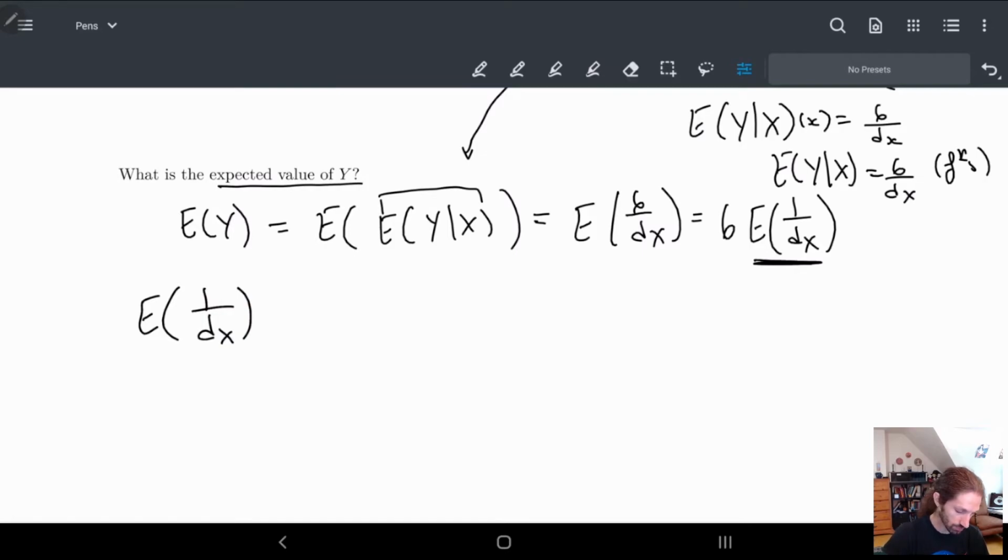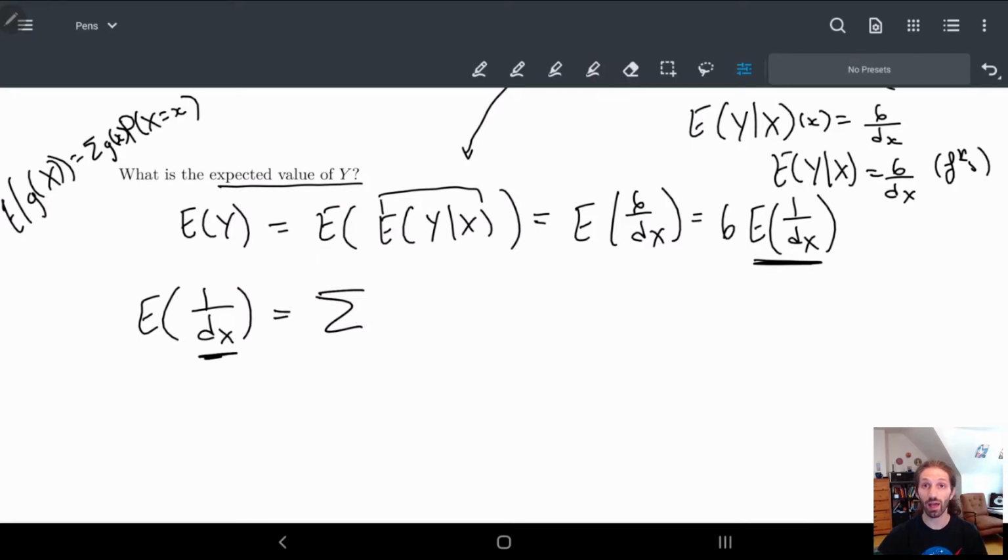We have a formula. If I have E of x, this is just the sum of x times P(X equals x). But here we have a function, g of x. Remember that this is just the sum of g of x times P(X equals x). Here our function is 1 over d of x. So we have to sum over all the x's. What x's do we have? We have 1, 2, 3, 4, 5, and 6. So we have the sum for x equals 1 up to 6 of 1 over d of x, times the probability that X equals x.